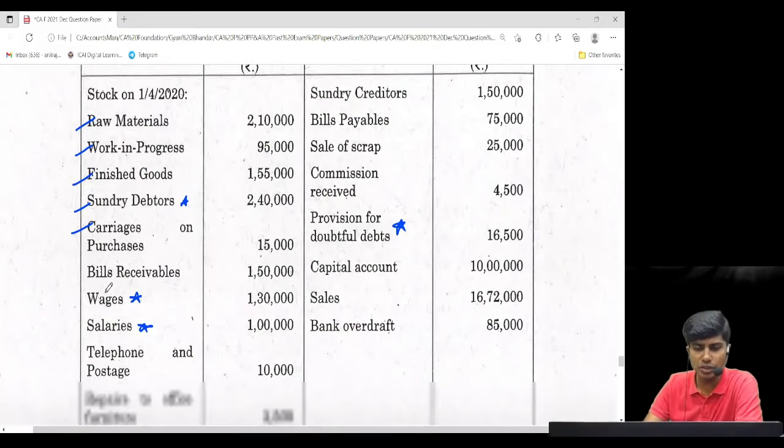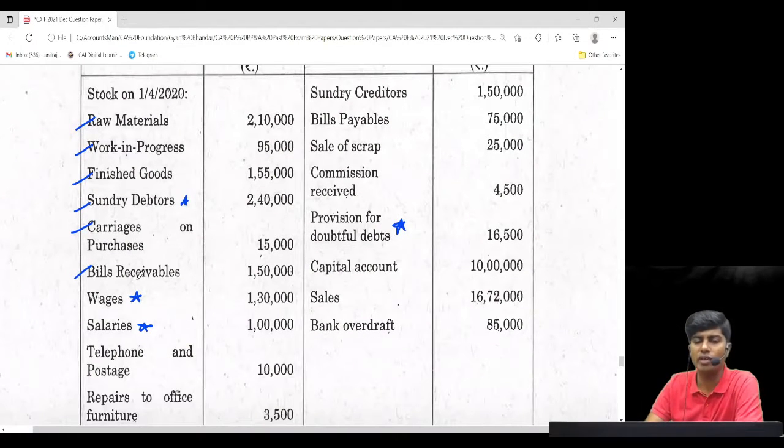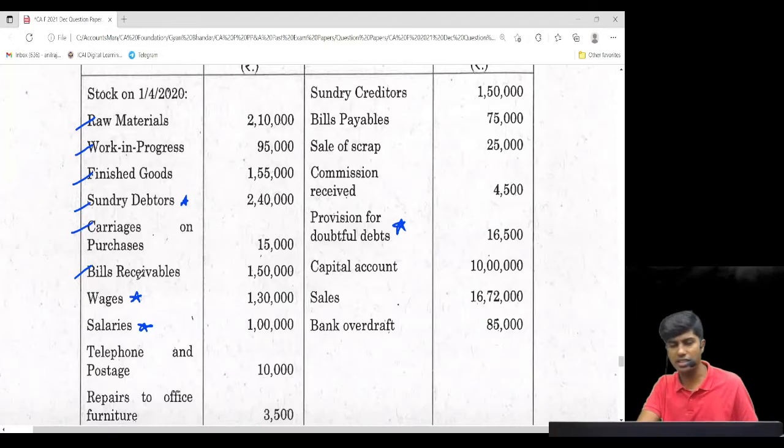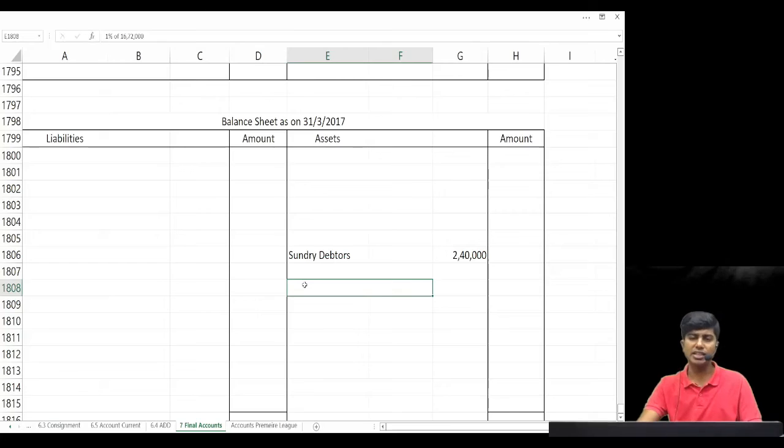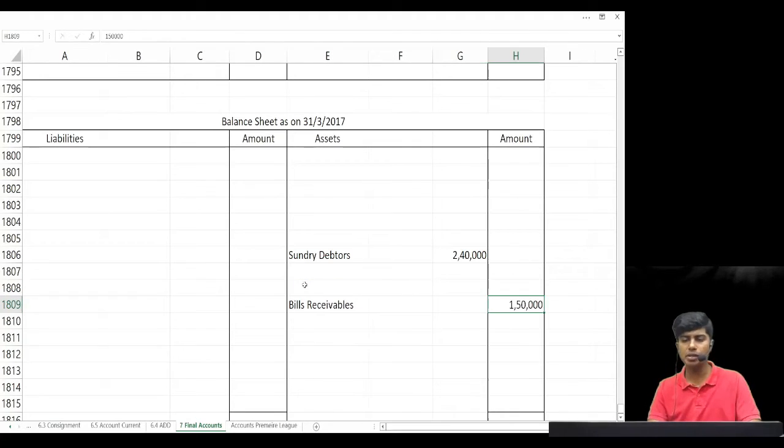What's after that 15,000? We have bills receivable of 1,50,000. Asset, balance sheet, asset side 1,50,000. Let me write that in our balance sheet. Sundry debtors, I'll leave little space for that provision adjustment. I'll write bills receivable 1,50,000 in the outer column.